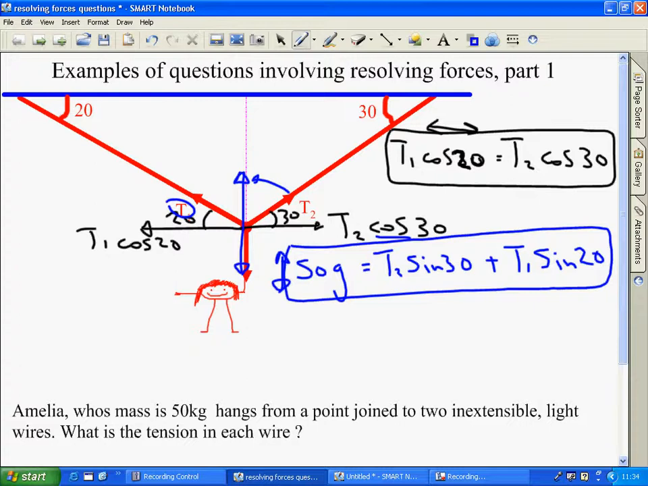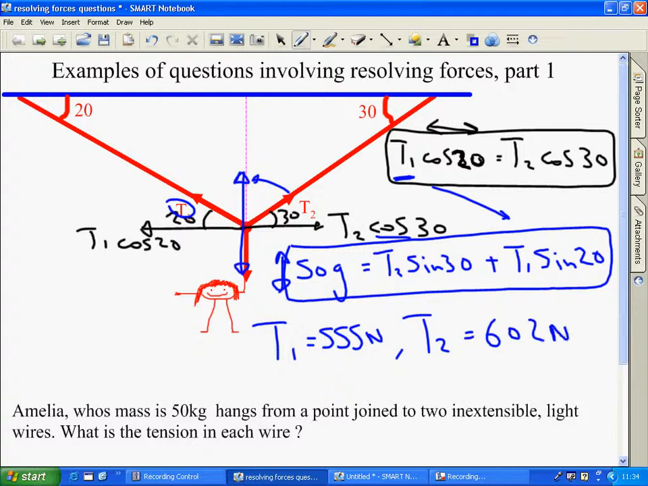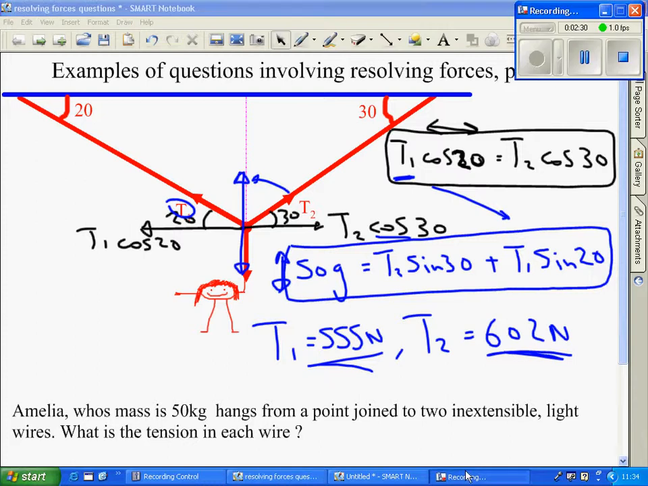Now however you want to solve those, up to you. You might want to write this one in terms of T1 and then substitute into here and rearrange and get T2. I'm not going to do that for you. T1 equals 555 newtons is what you should get, and T2 equals 602 newtons. So please work through it yourself to make sure that you agree with those answers.